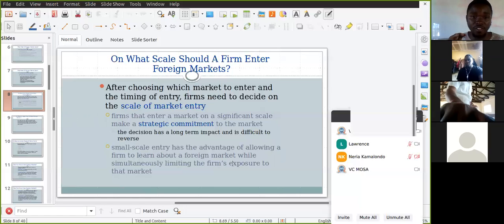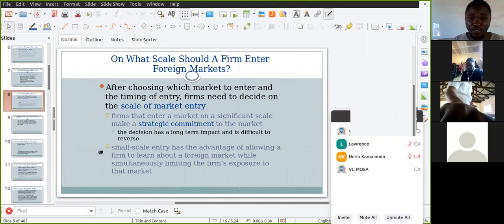So these are those firms that decide to enter into a market on a larger scale. Small scale entry has the advantage of allowing a firm to learn about a foreign market while simultaneously limiting the firm's exposure to the market. So at the end of the day, it depends on the strategies that you and your team have implemented when entering a foreign market. You decide whether you're going to enter on a small scale or a larger scale.